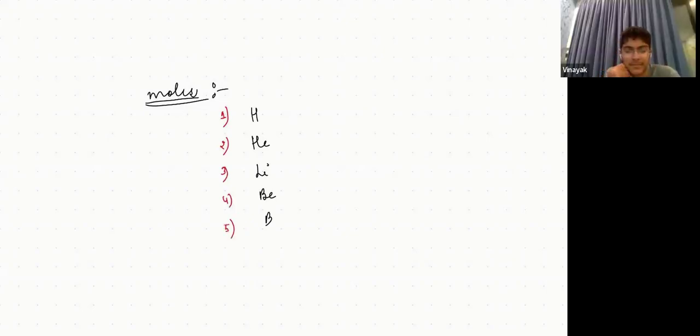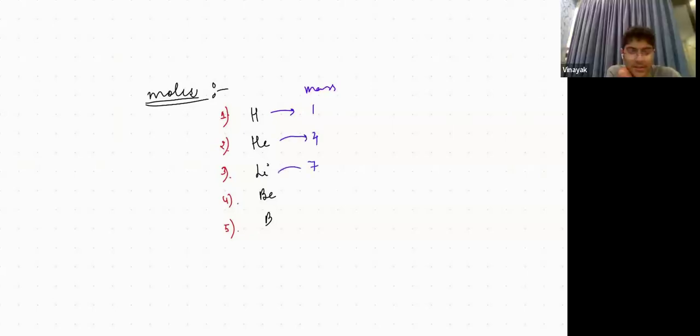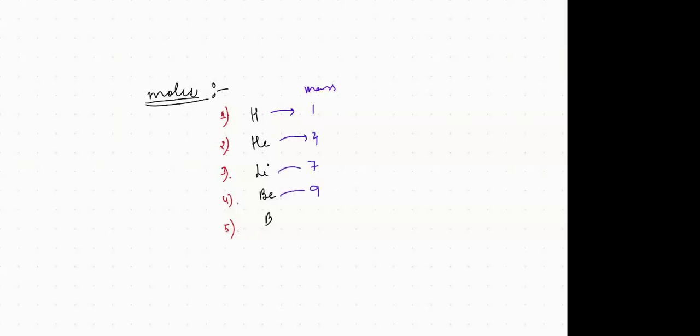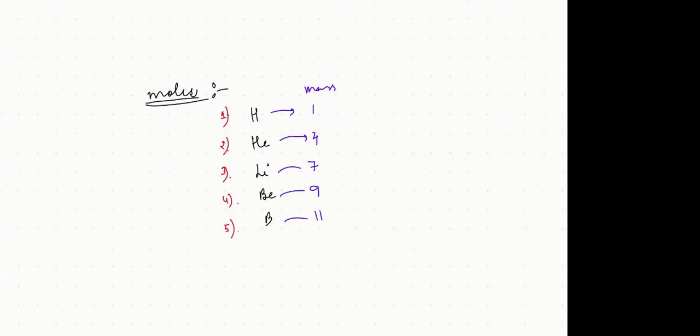So we have these elements: one, two, three, four, five. I hope you remember that in 10th grade we learned that hydrogen's mass is one, helium's mass is four, lithium's mass is seven, beryllium's mass is nine, boron's mass is 11. Got my point? So what do you understand from this part?